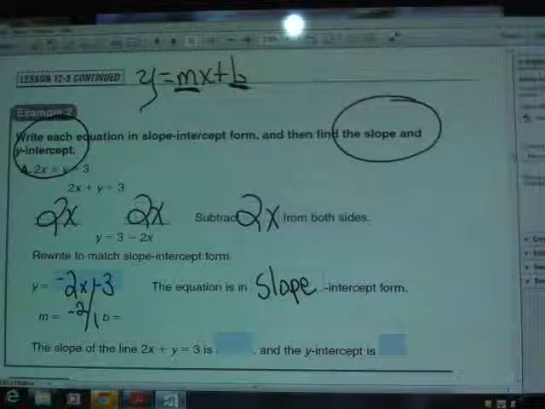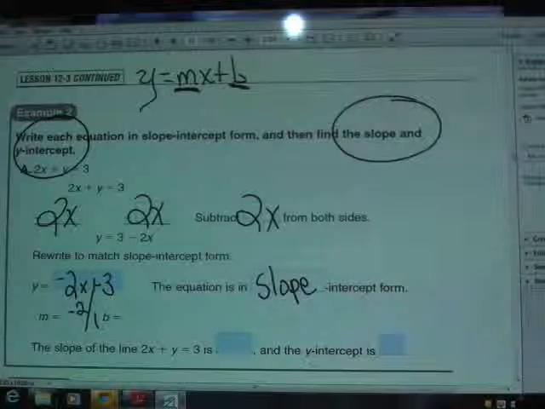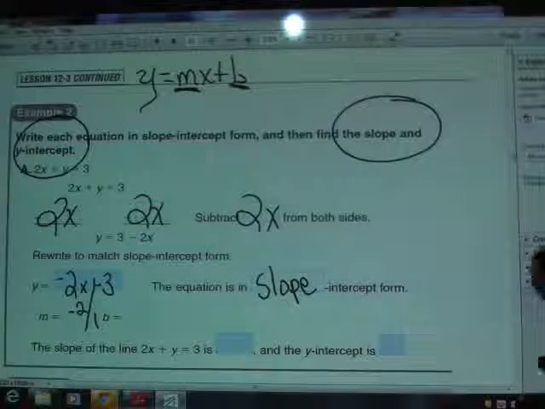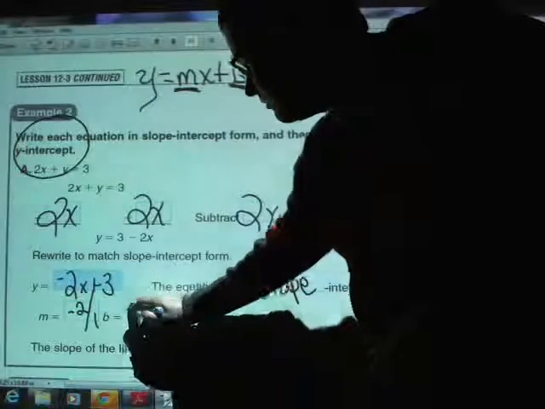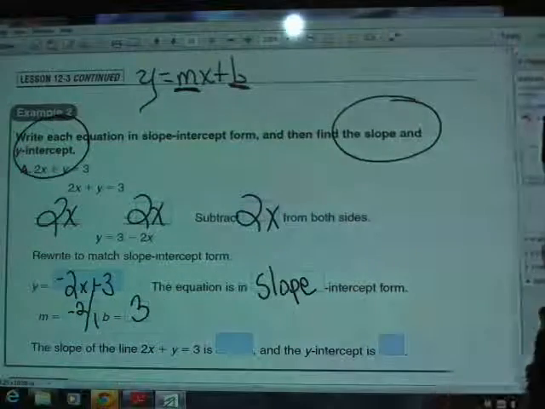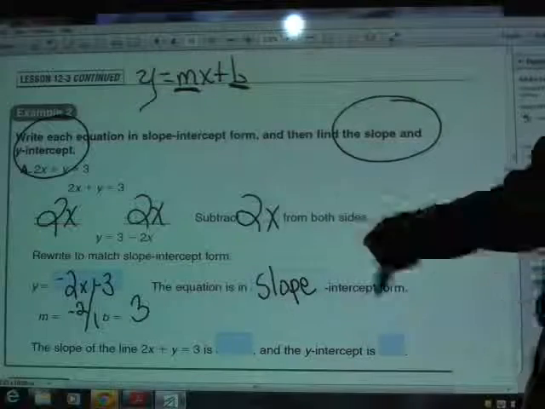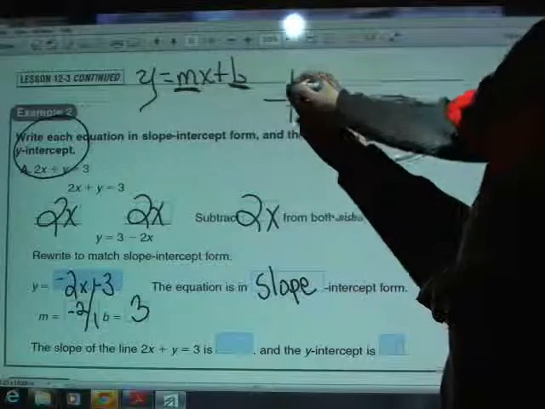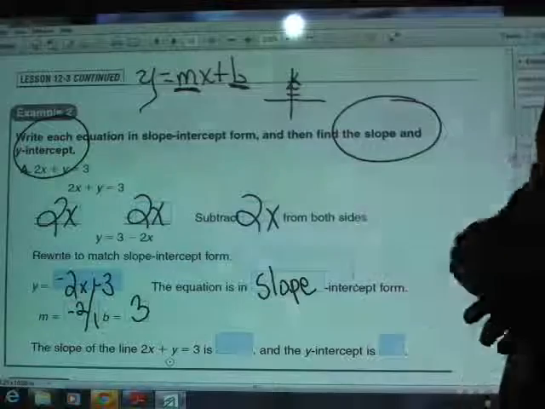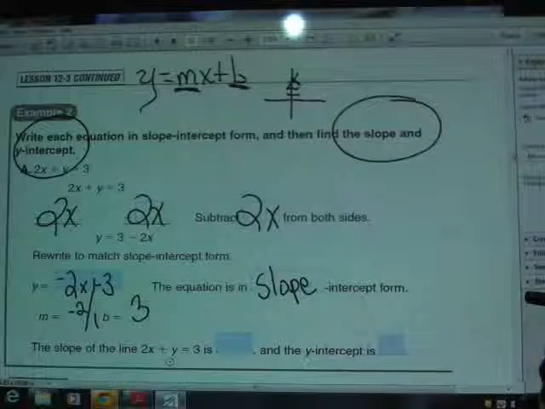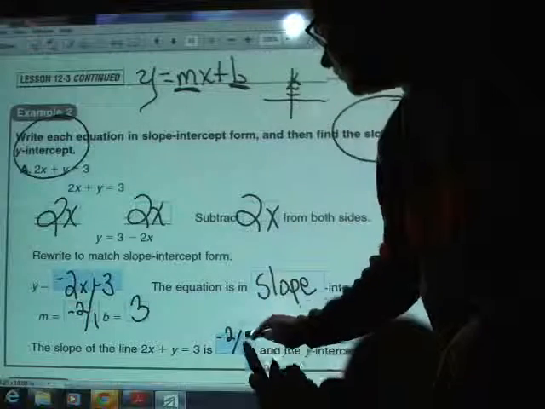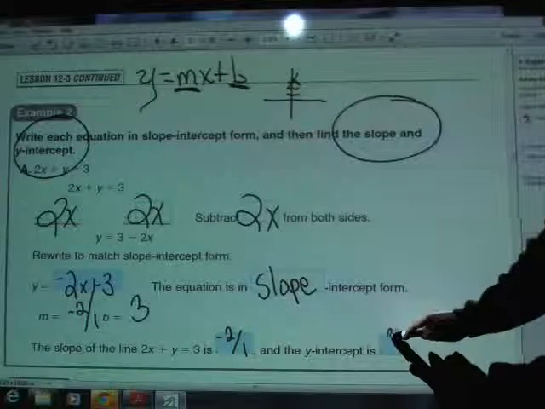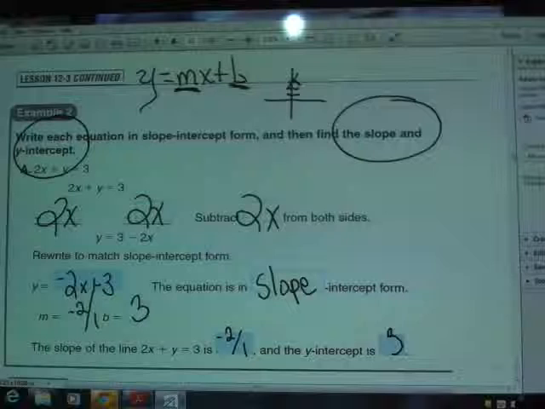The b number, the y-intercept, that's where the graph is going to go over the y-axis, just like we talked about in the previous example here. Well, that number out here says plus 3, so that's going to be a positive 3. So it's going to go over the y-axis at the 3 marker. Right there. So, slope of the line 2x plus y equals 3 is the negative 2 over 1, or negative 2. And the y-intercept is 3.